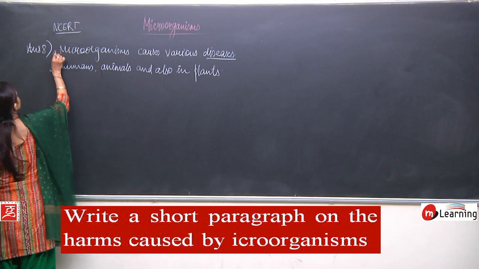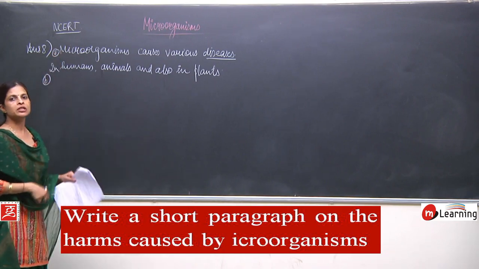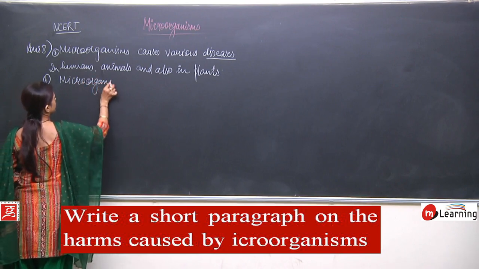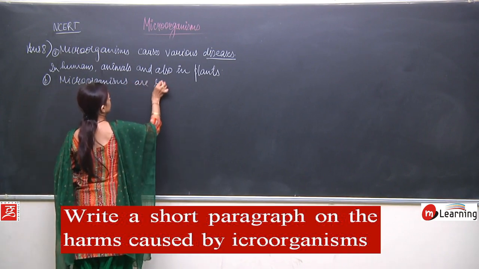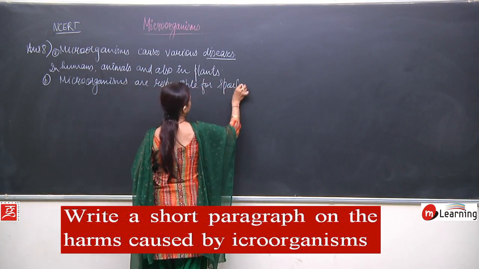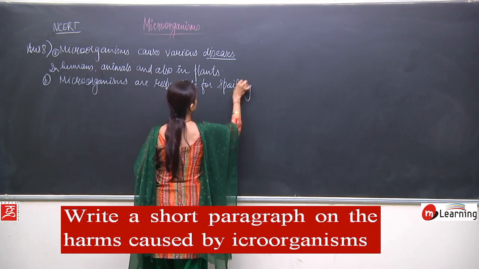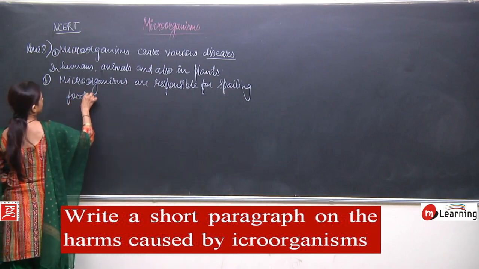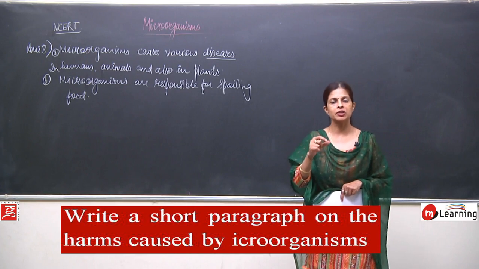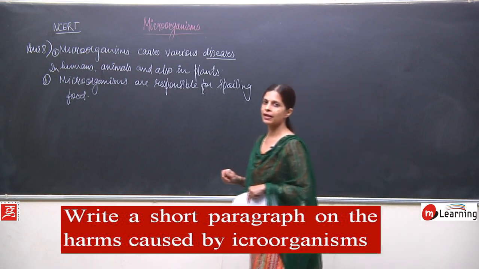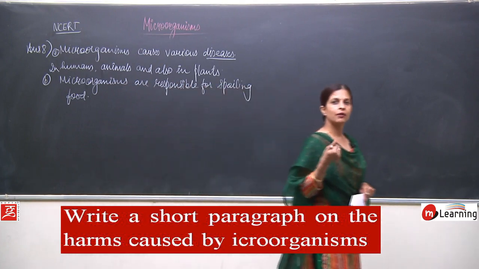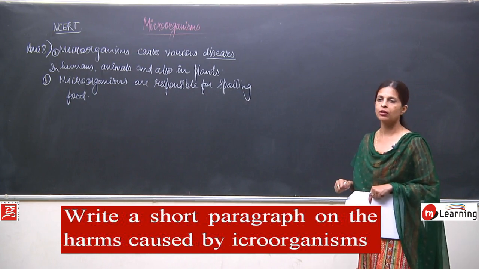Now the second point, you can write: microorganisms are responsible for spoiling our food, spoilage of food. Take the example of bread mold. If the bread is kept along with chutney or jam, that means moisture is there, and if it is not consumed within the period, then the fungi will attack and you will definitely find some cottony white structure on that, which cannot be consumed. So we are well aware that microorganisms are responsible for spoiling of food.